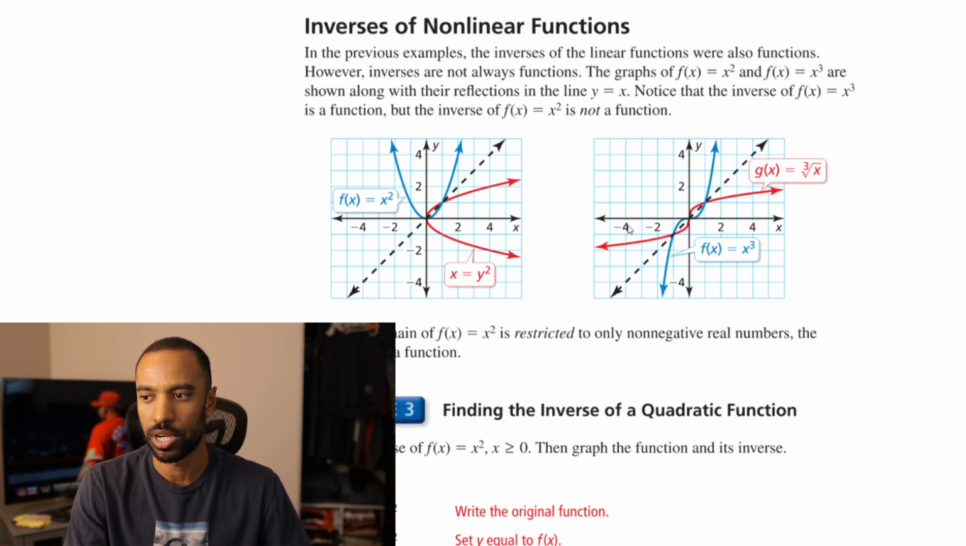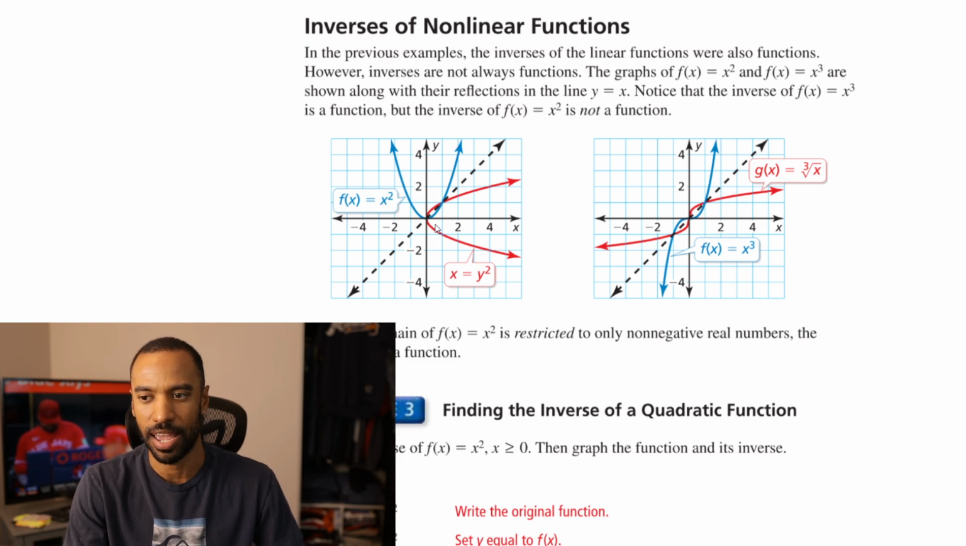However, notice that that's a function. The blue is a function. The red is a function. They both pass the vertical line test. There's only one y for every x.